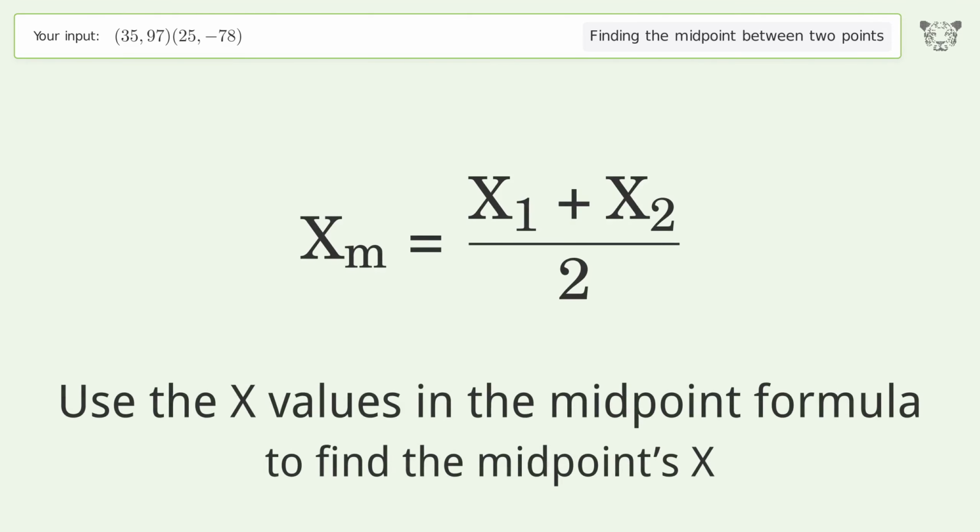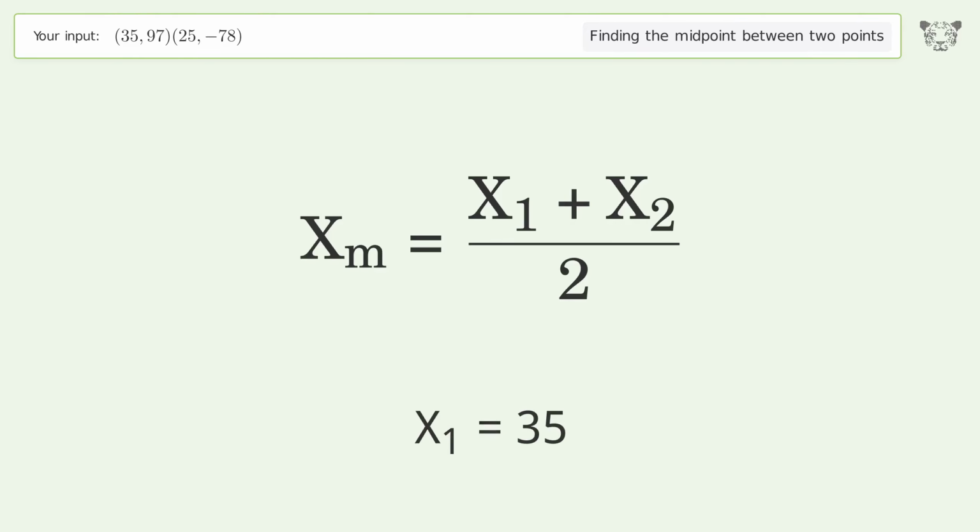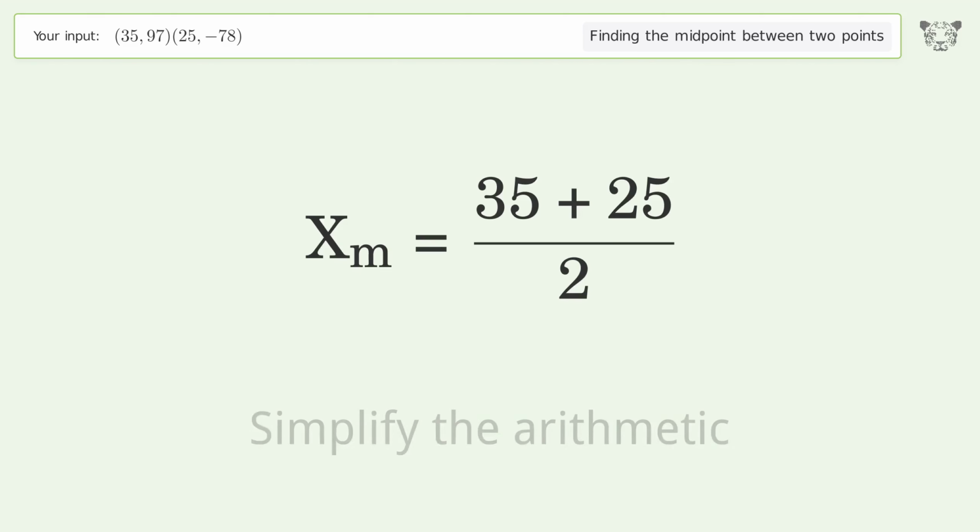Use the x values in the midpoint formula to find the midpoints x. x1 equals 35. x2 equals 25. Simplify the arithmetic.